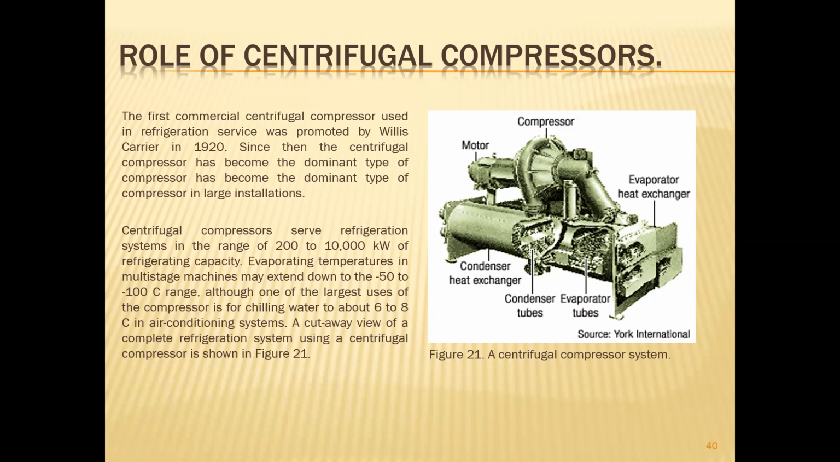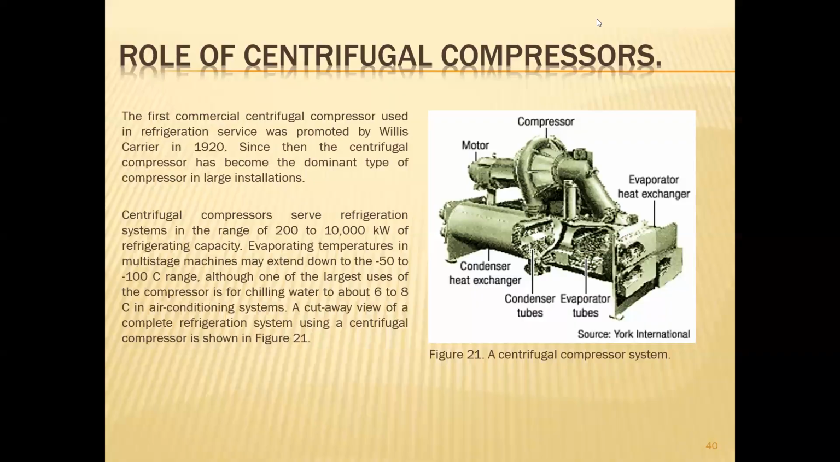The first commercial centrifugal compressor used in refrigeration systems was promoted by Willis Carrier in 1920. Since then, the centrifugal compressor has become the dominant type of compressor in large installations. Centrifugal compressors serve refrigeration systems in the range of 200 to 10,000 kilowatts of refrigerating capacity.